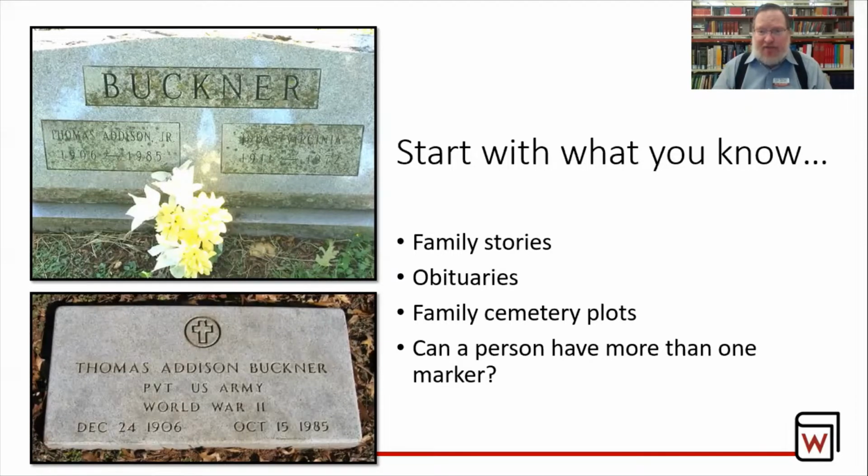So what kind of records might those be? Well, 1, family stories. 2, you might find an obituary clipped from a newspaper. You might have gone out to the cemetery to take a look at what was on the tombstone. In this case, this is my grandfather, Thomas Addison Buckner Jr., and his wife, Inda Virginia. There's an additional stone for his military service, and so there we have that he was in the Army in World War II. His birth and death dates are listed there. So yes, people can have more than one marker.